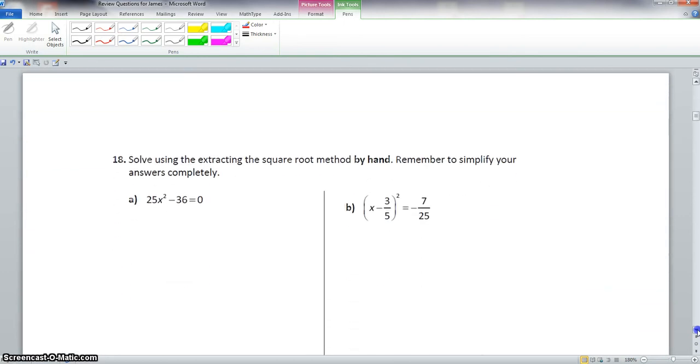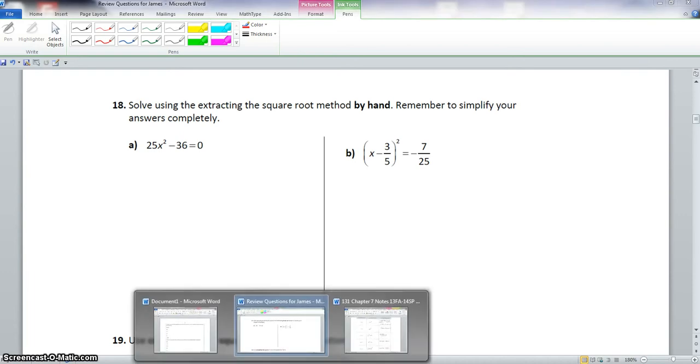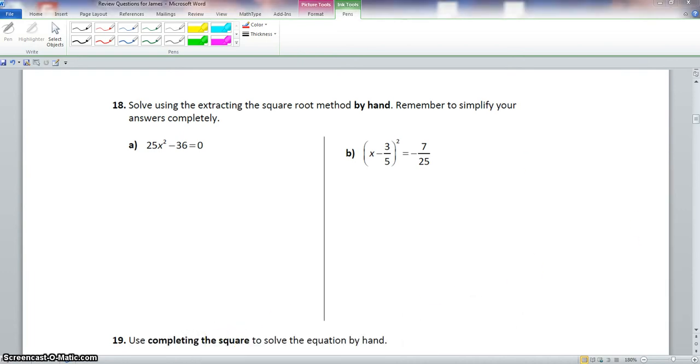to problem 18. Now, I believe, if I'm not mistaken, you wanted 18b. Okay, 18b. It says solve using the extracting the square root method by hand. Remember to simplify your answers completely. Okay, the first thing we have to do here is take the square root of both sides.